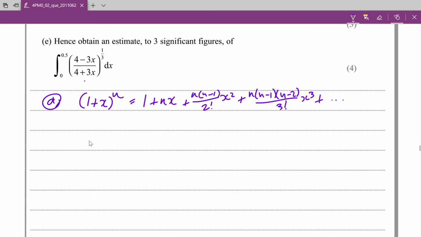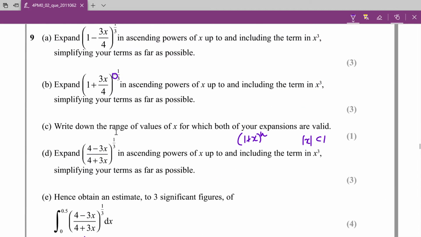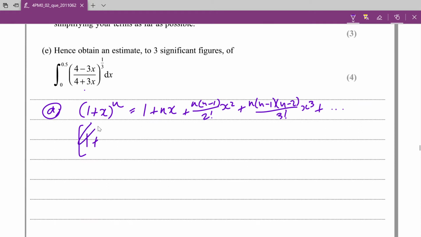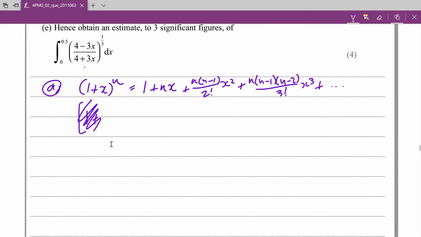So we end up with something like (1 minus 3x over 4) to the power of 1/3 is equal to 1 plus n, well, n is 1 over 3, and x would be minus 3x over 4. So 1 divided by 3 times minus 3 divided by 4 is going to be minus 0.25, or minus 1 over 4. So in actual fact, there's not a plus sign, there's a minus sign. 1 minus x over 4.